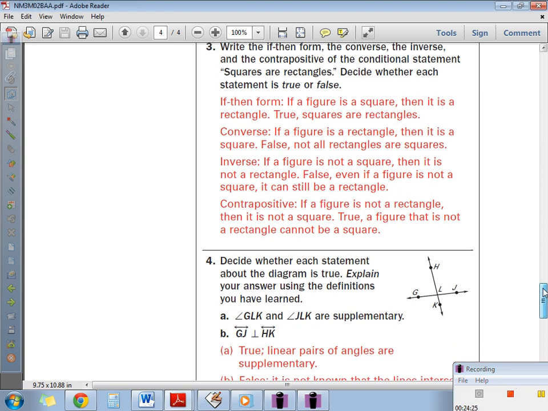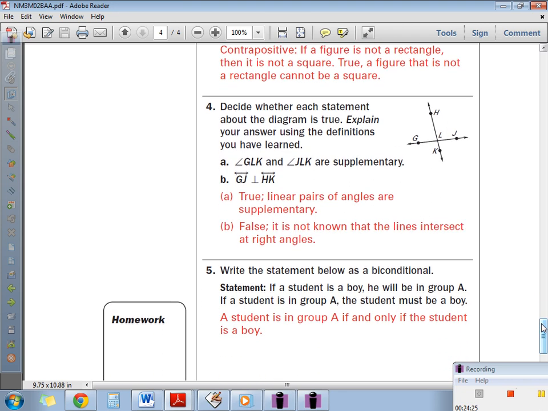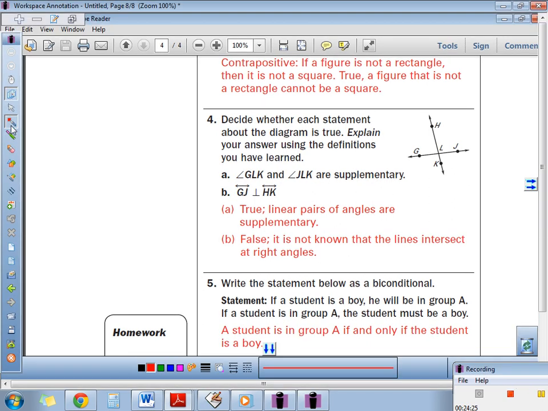Last thing you need to look at is number 4. Analyze this answer real quick. It says, decide whether each statement is true. Explain using definitions. So in this picture, it says, angle GLK, and it's good to highlight it, GLK and JLK are supplementary. Is this true? Yes, this is true because they are a linear pair.